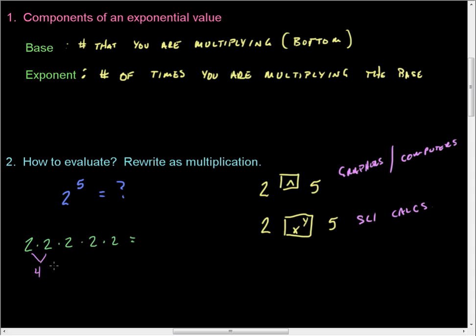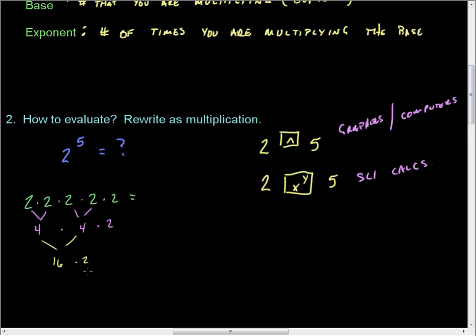We say, okay, well that 2 times 2 is 4. This 2 times 2 is 4. And so we have 4 times 4 times 2. Well, 4 times 4 is 16 times 2. 16 times 2 is 32. Okay, notice how we don't have any more operations. That's your answer. 2 to the 5th is 32. And that's how you do these. It's not really that bad.